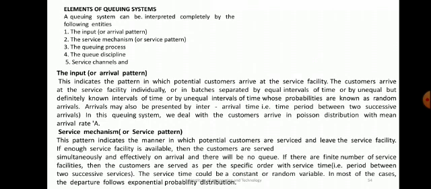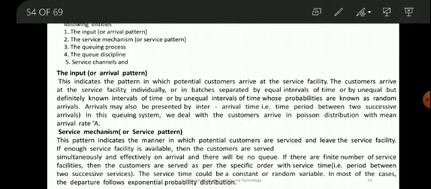Service mechanism or service pattern. This pattern indicates the manner in which the potential customers are serviced and leave the service facility. If enough service facility is available, then the customers are served simultaneously and effectively on arrival. There will be no queue. If there are a finite number of service facilities, then the customers are served in a specific order with the service time, the period between two successive services. The service time could be a constant or random variable. In most of the cases, the departure follows exponential probability distribution.